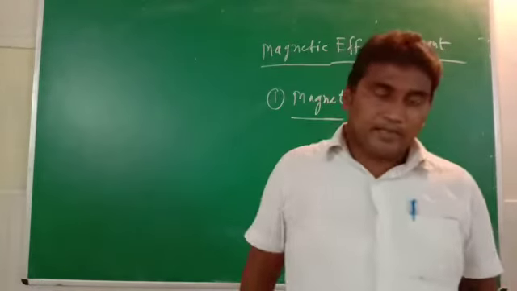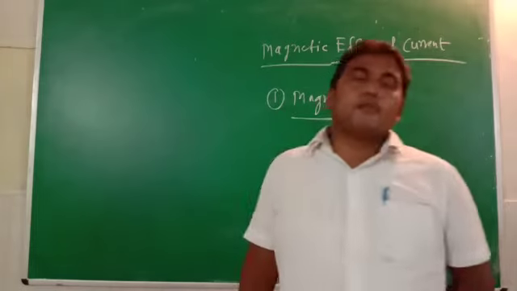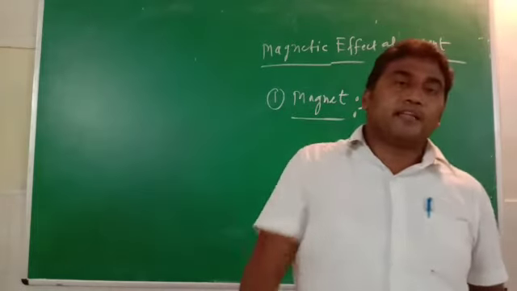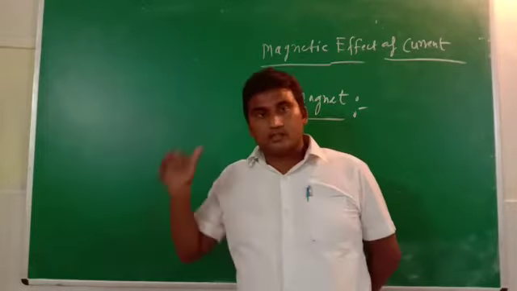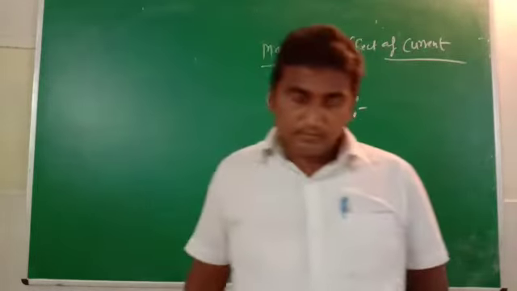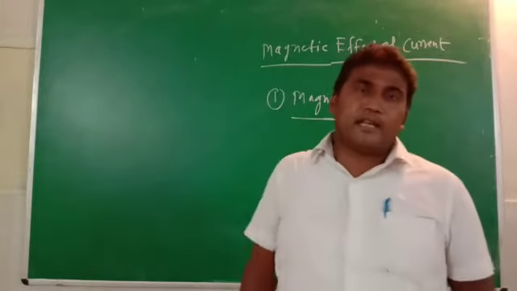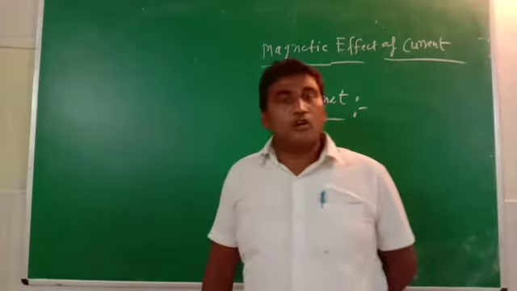After the first chapter, electricity, now we have started our second chapter, magnetic effect of current. The first topic of that chapter is magnet. What is a magnet? Magnet is taken from the Latin word magnetite. It is an ore of iron, Fe3O4.